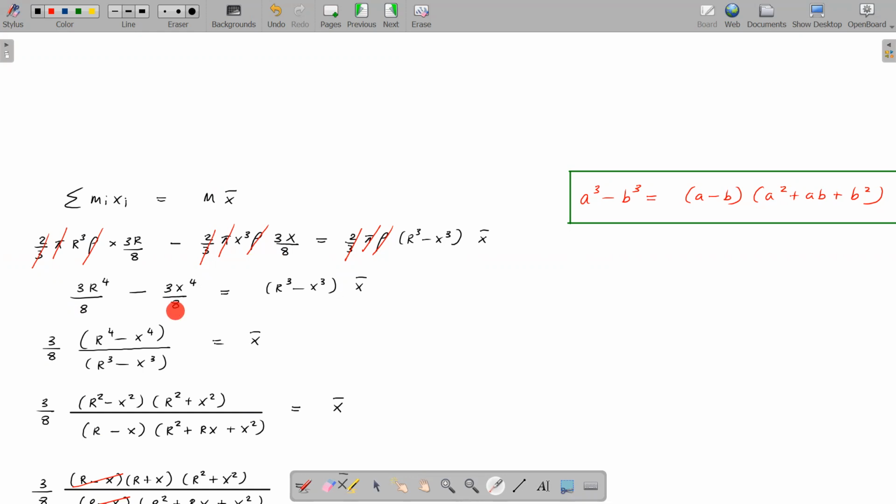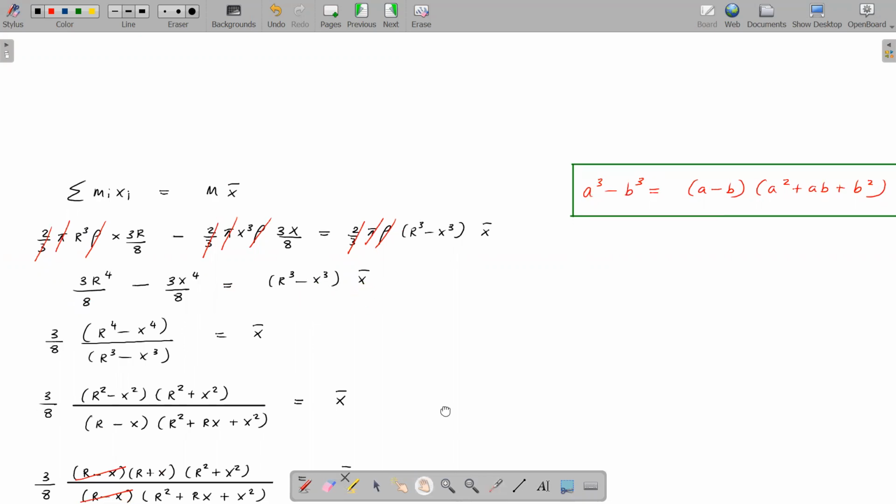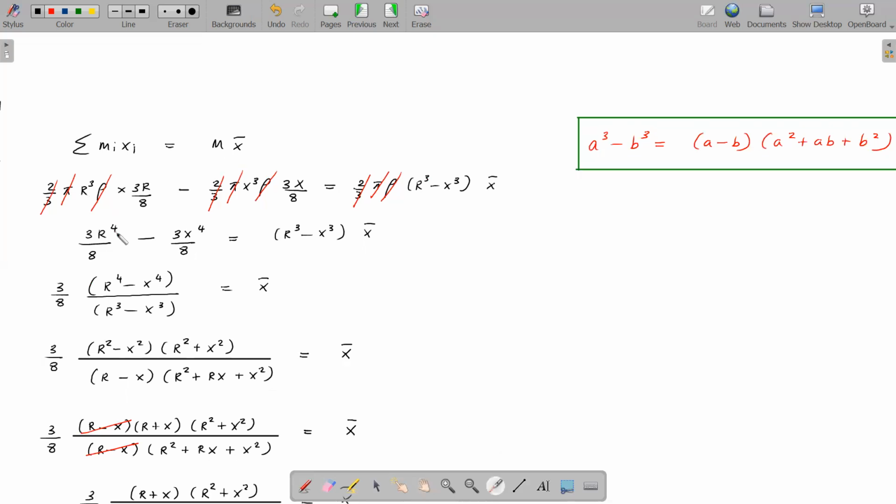Can you guys see? I'm just writing the remainders. Over here I'm remaining with r cube minus x cube times x bar. Right, guys? Is that clear? All right, and then let's input the, so you can see we need to simplify this as much as possible now.